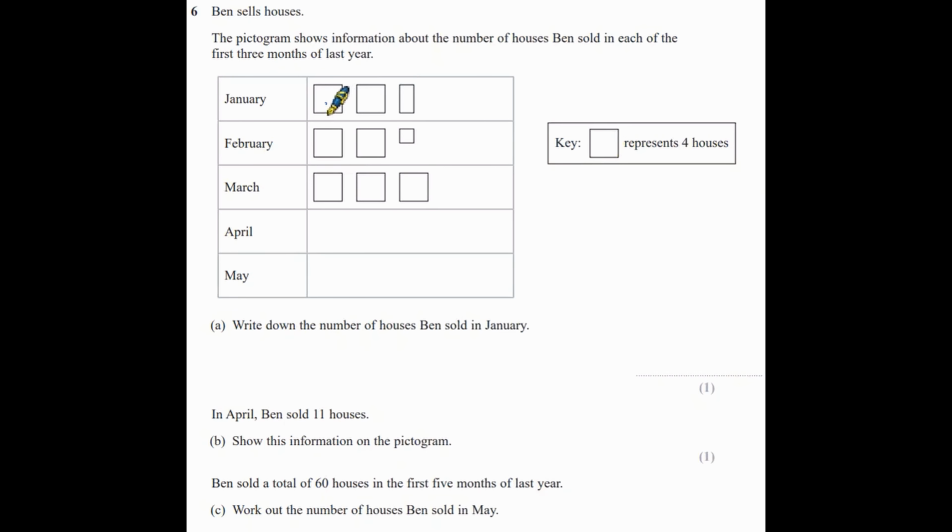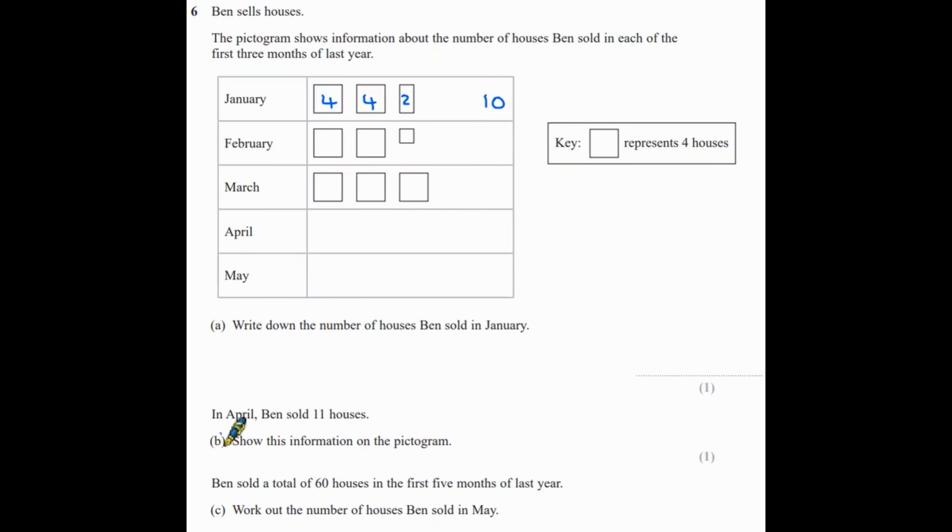So, part A, write down the number of houses Ben sold in January. Well, if one square is 4, then that is 4, and another 4 there. That's only half a square, so that is only 2. Therefore, 4 plus 4 plus 2, in January he sold 10.